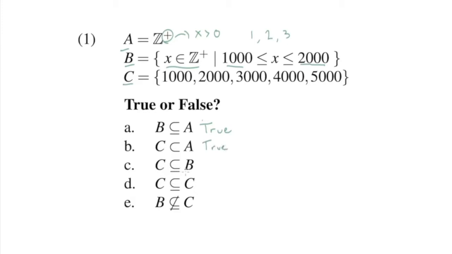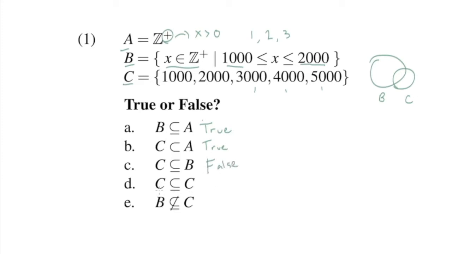Okay, is C a subset of B? Okay, so we know that C cannot be a subset of B because C contains 3,000, 4,000, and 5,000. Those are positive integers, but they don't fall within this specific interval here. So they don't meet the definition for being in the set B. We've got a kind of situation here where this is B. They do have some overlap, but there are elements in C which are not in B, namely 3,000, 4,000, and 5,000. So this one is false.